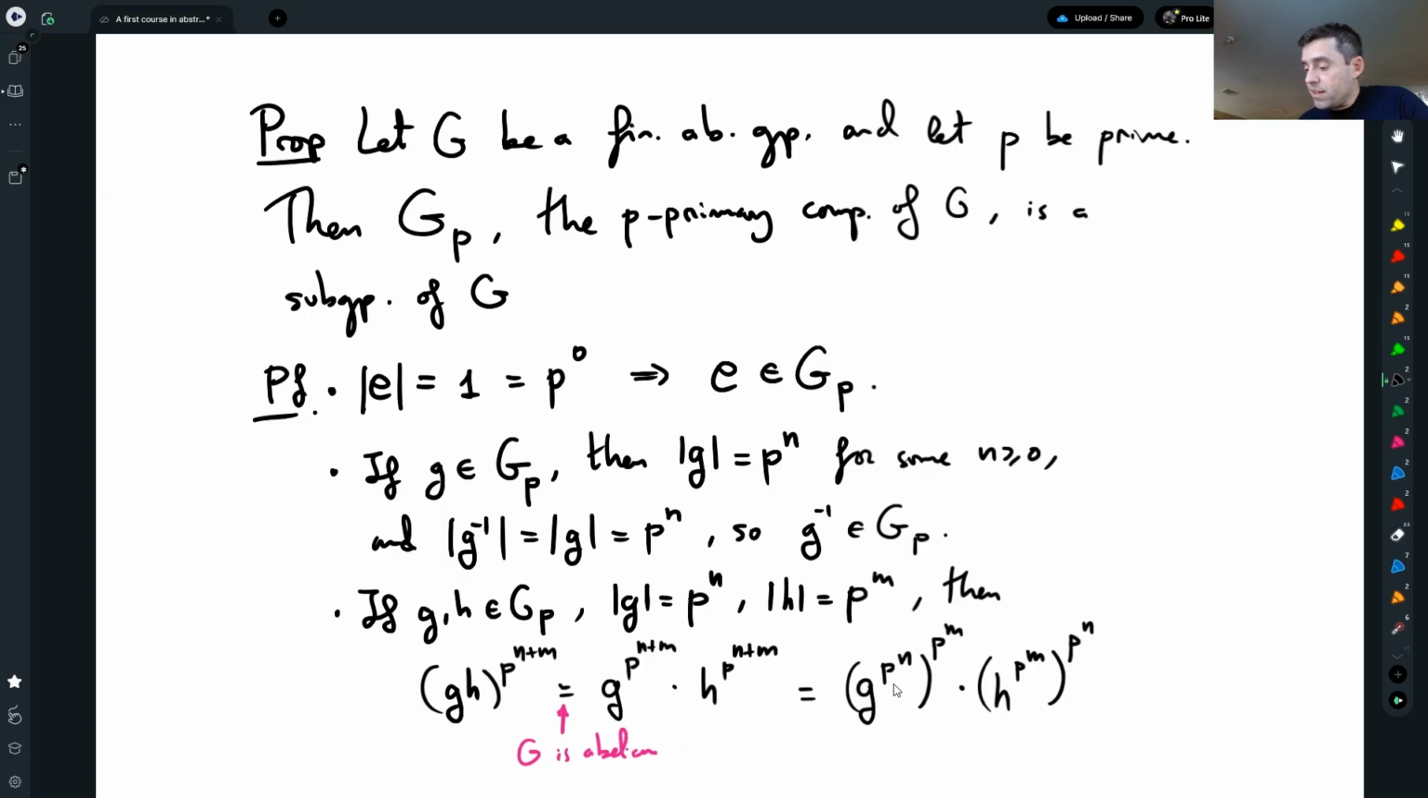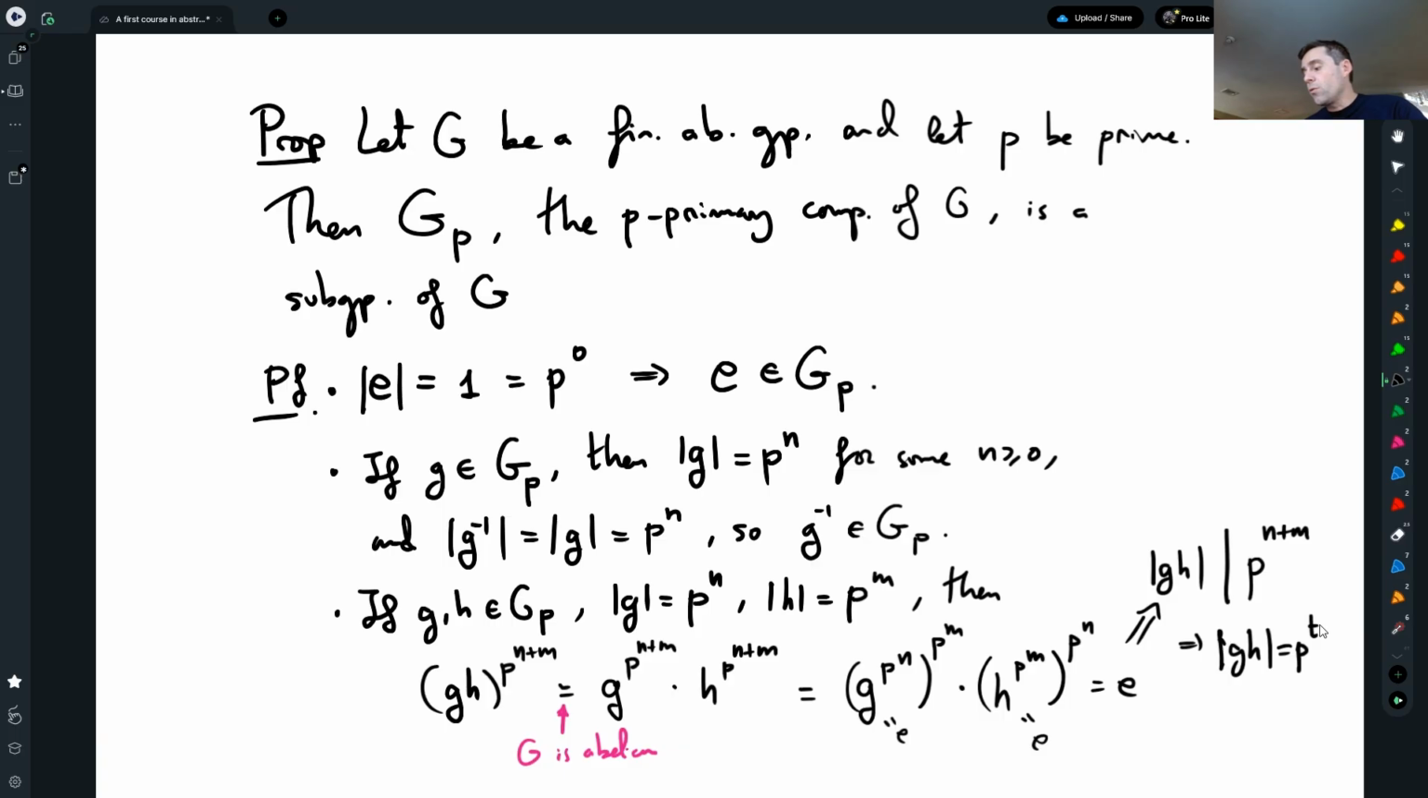And this, since G has order p to the n, is the identity, and H has order p to the m, this is the identity, so this is the identity. And therefore, since G times H to a power of p gives me the identity, that implies that the order of GH divides p to the n plus m, and therefore the order is a power.